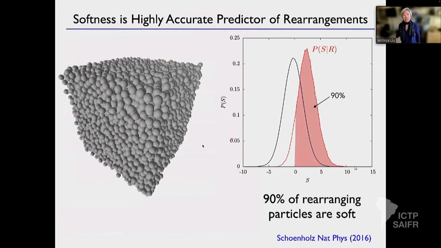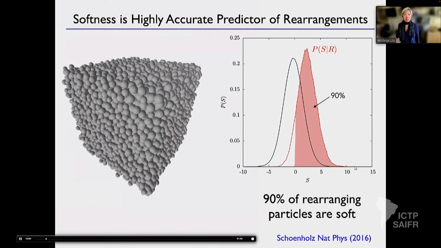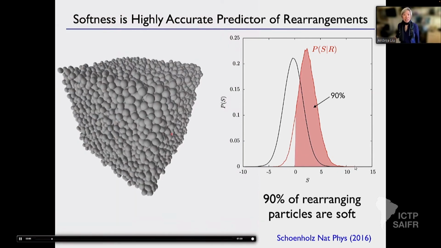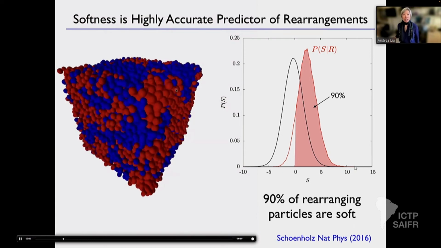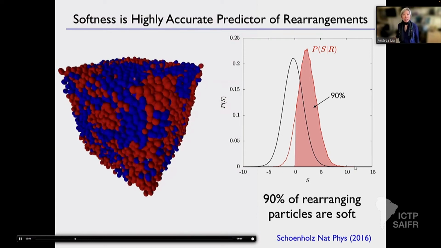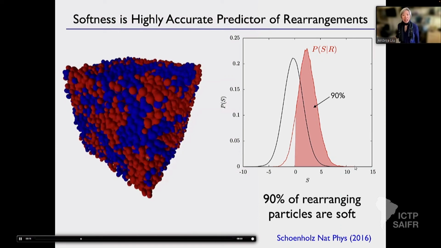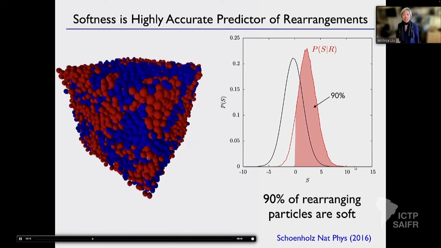All right, I just want to show you that this does work. Here's a Lennard-Jones system above the glass transition, and you see the particles fluctuating. Now we're going to color them by which side of the hyperplane they are on. The red ones are on the positive side of the hyperplane, the blue ones are on the negative side. Then we're going to peel away and show just the particles that are actually rearranging.